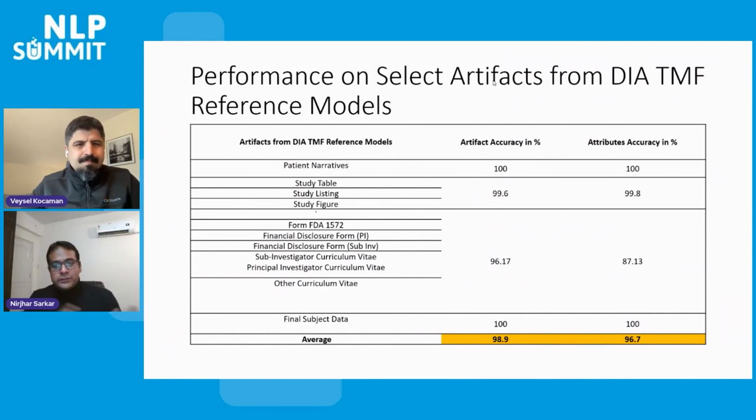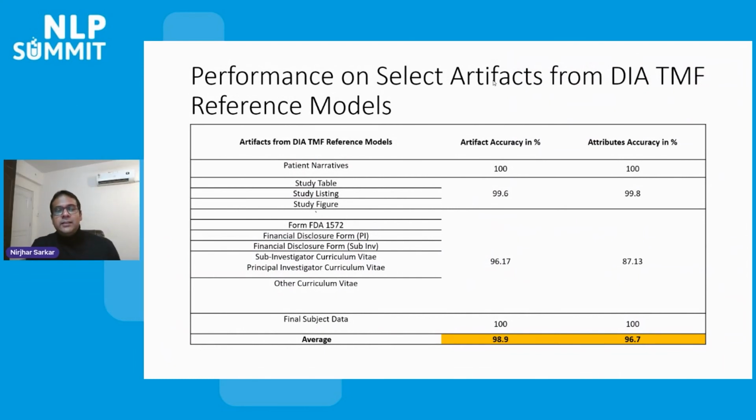All those efforts basically result in good accuracy in terms of classification and entity extraction. We have about 99% accuracy when it comes to classification or artifact identification, and about 97% on entity extraction. And this is on a subset of the artifacts that we are dealing with, and all of these artifacts are from the TMF reference model.